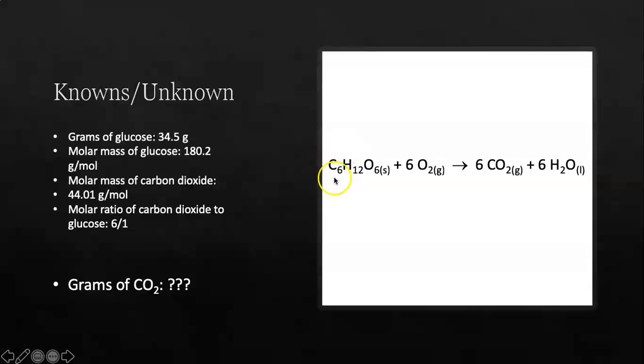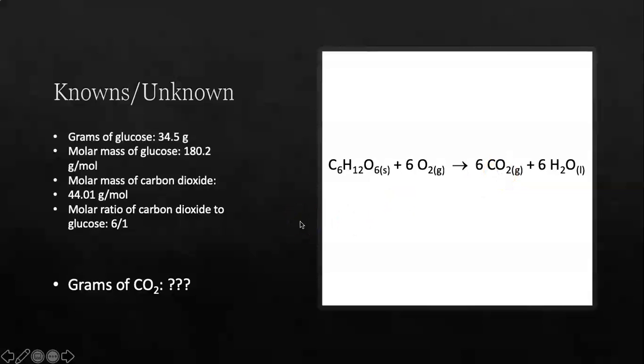So for carbon, we would take the molar mass and multiply it by 6 and add it to the molar mass of hydrogen times 12 and add that to the molar mass of oxygen times 6. And we also know the molar mass of carbon dioxide, and we would figure that out the same way. We would take the molar mass of carbon and add it to 2 times the molar mass of oxygen.